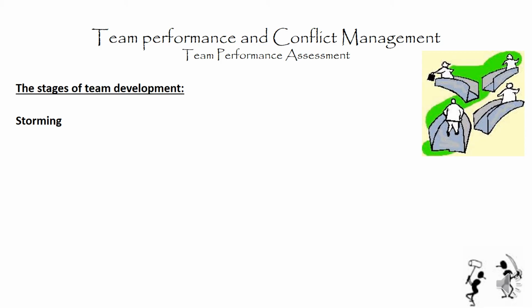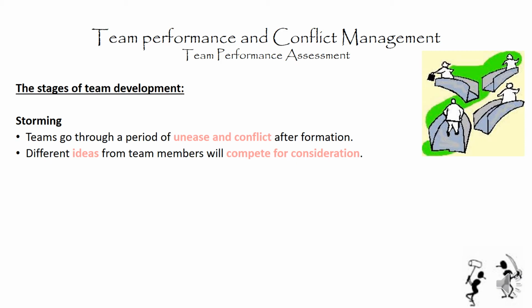The second stage of team development is called storming. Right, now, after the formation of the team, all teams go through a period of unease and conflict. All right, so now the politeness is all but out the window. They're starting to get to know each other. They've now been spending time with each other for a while, and now is when the conflict is going to start arising. Obviously, there's different ideas coming from different team members. Okay, so now they know what their task is, they've defined their task, and they know what the objective is that they are trying to reach. Now they are throwing around ideas as to what they are going to do in order to reach their objective.